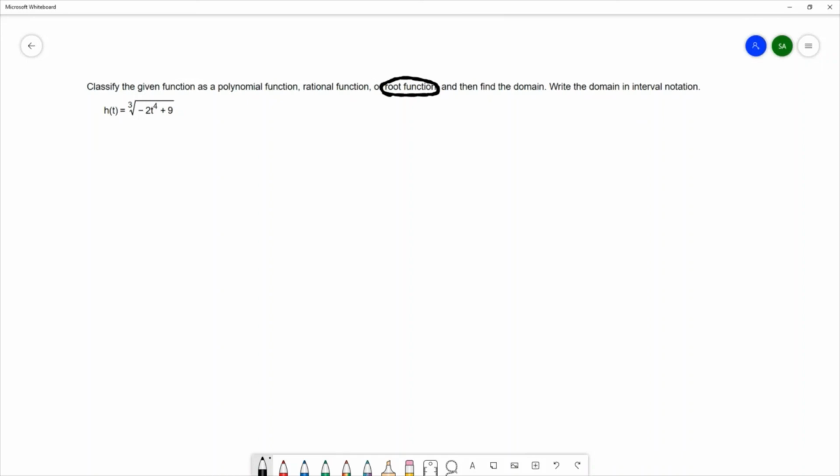Now with root functions, it breaks out into 2 more categories, and those categories are even root and odd root. And what that's pertaining to is the index on the radical. So the index on this radical is a 3, so that makes this example an odd root.